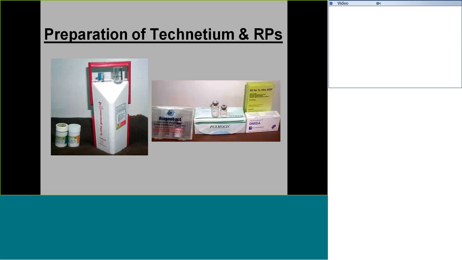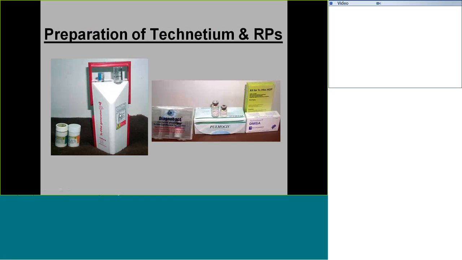So this is the instrument that is used to have technetium produced every day. This is called a column generator. You would have understood by this time that technetium has a very short half-life of only 6 hours. So naturally it has to be produced every 6 hours.